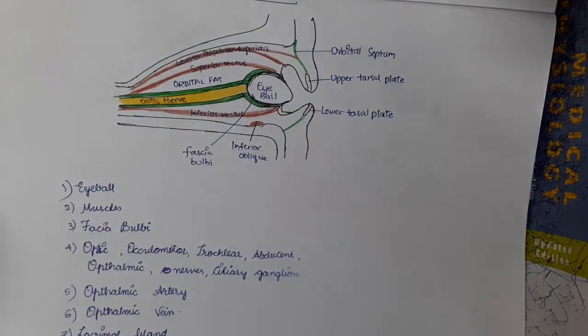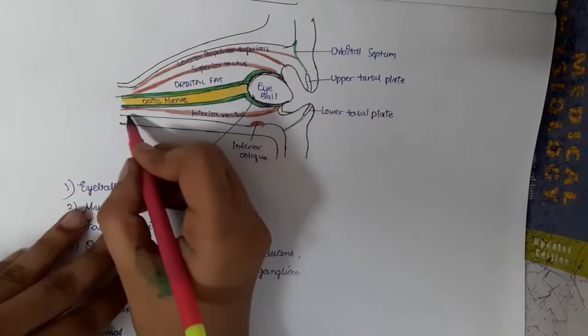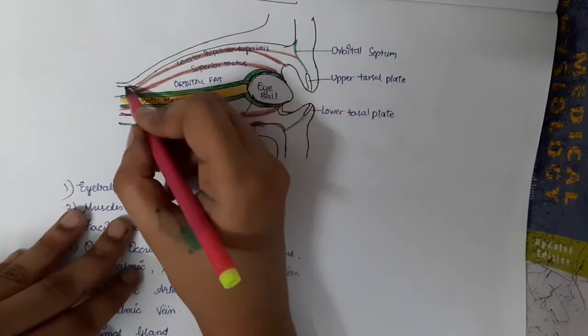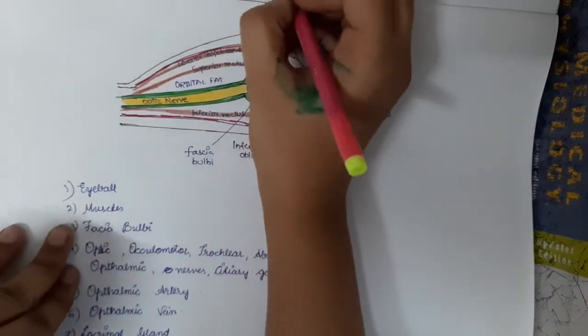Then see the same picture here. Here this is the bone. The thin layer which is covering this bone is the periorbita. And what are the contents of the orbit? So these are the contents of the orbit.